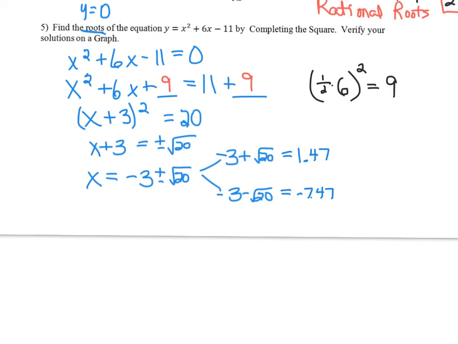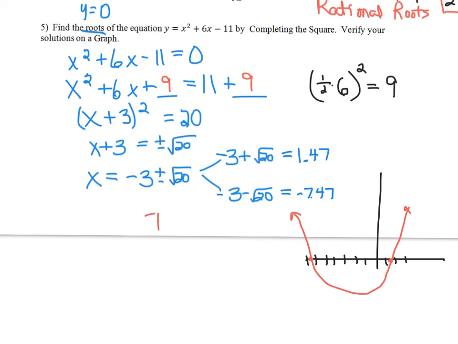Now what that means is that when I go to my graphing calculator and I graph this function, I'm ending up with my roots at negative 7.47. So that's going to be right about here. And 1.47, which is going to be right around here. So look at your calculator. This is going to be a parabola that opens up like a cup, so you should be able to take a look at that parabola on your calculator, and it should cross your x-axis at those two roots.